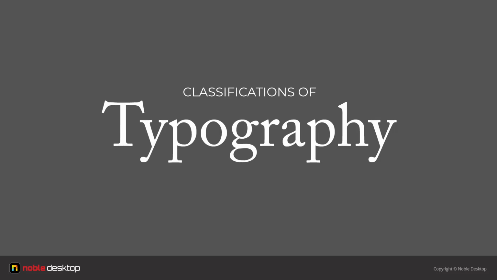Welcome back to our short talks on the classifications of typography here at Noble Desktop. The type category we are looking at in this video is Monospace.